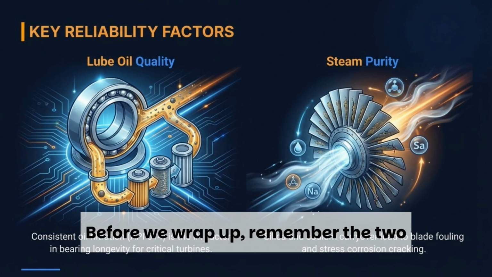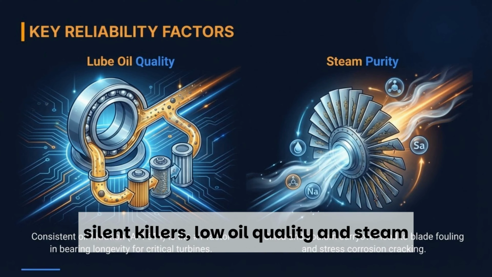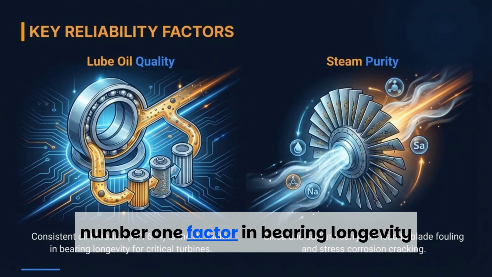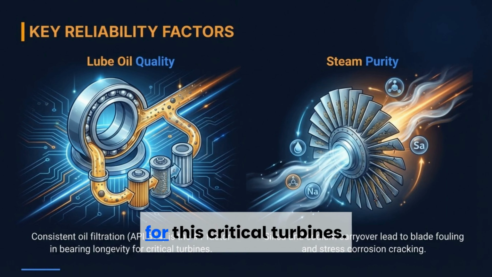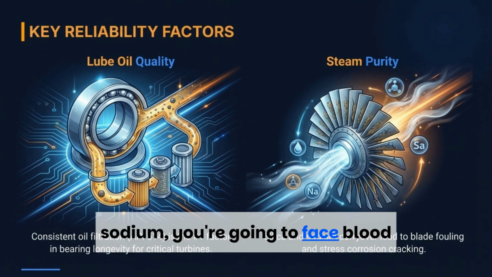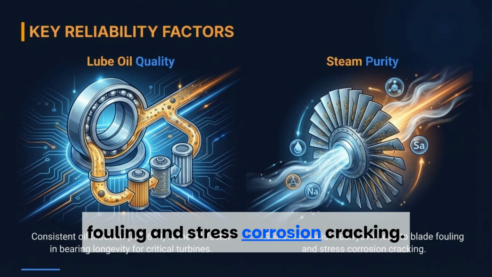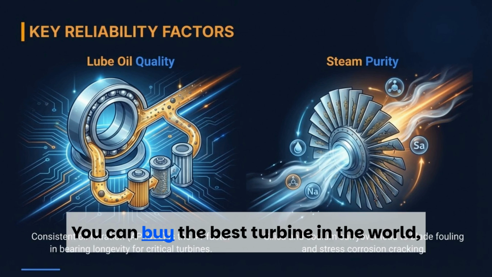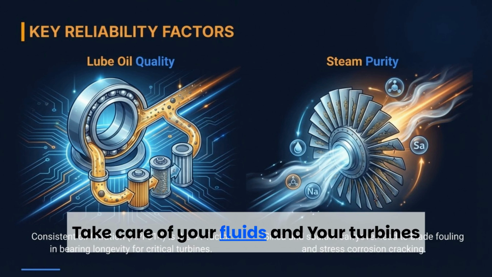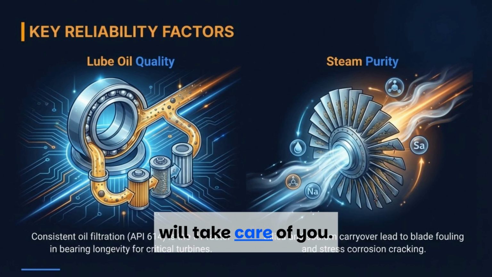Before we wrap up, remember the two silent killers, lube oil quality and steam purity. Consistent oil filtration per API 614 is the number one factor in bearing longevity for these critical turbines. And if your steam is carrying silica or sodium, you're going to face blade fouling and stress corrosion cracking. You can buy the best turbine in the world, but if you feed it junk, it won't last. Take care of your fluids, and your turbines will take care of you.